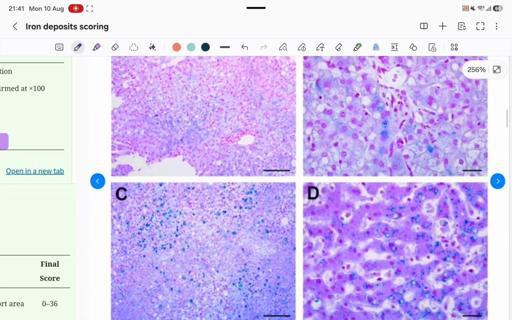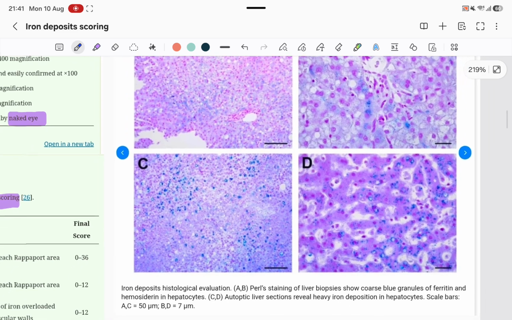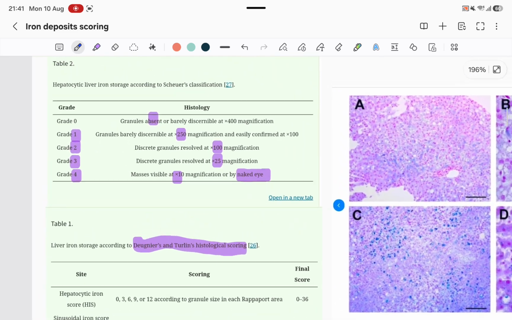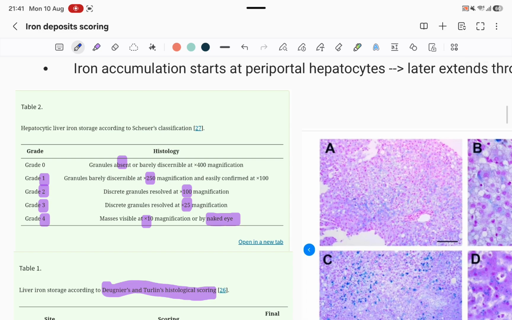So that's it. I think the best thing to remember is the type of stain and that there are two scoring systems. Maybe if you can remember that Scheuer's classification or grading is going to be specifically based on how much you can see on the magnification that you're in. As much as you are going into a higher and higher magnification, that means that this is a lower grade or a lower score, if you may want to say that.